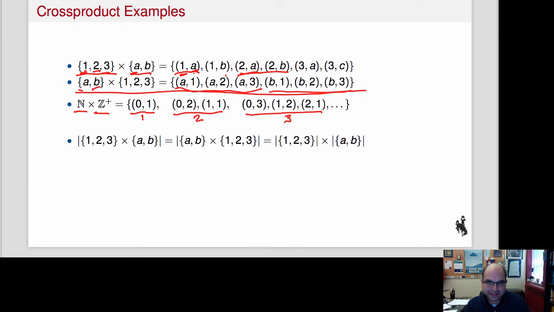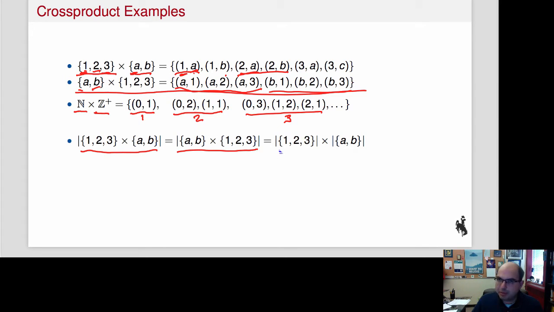Cardinality is going to come in here, and there must be some kind of relationship. And here's something that I think is clear: if I take two finite sets, the cardinality of the cross product is the same as the cardinality of the cross product reversed, and it's simply the cardinality of the first set times the cardinality of the second set.